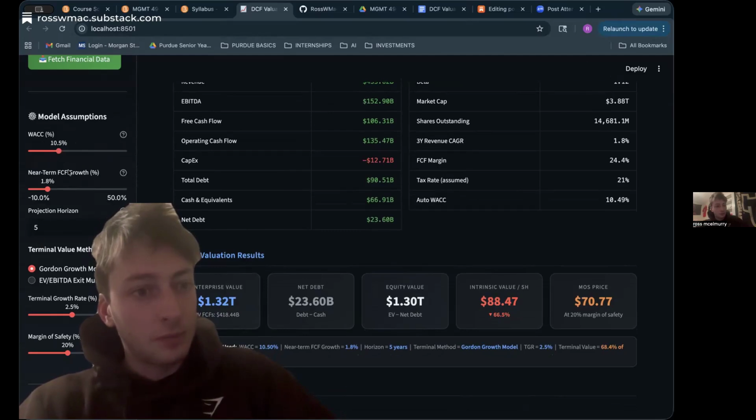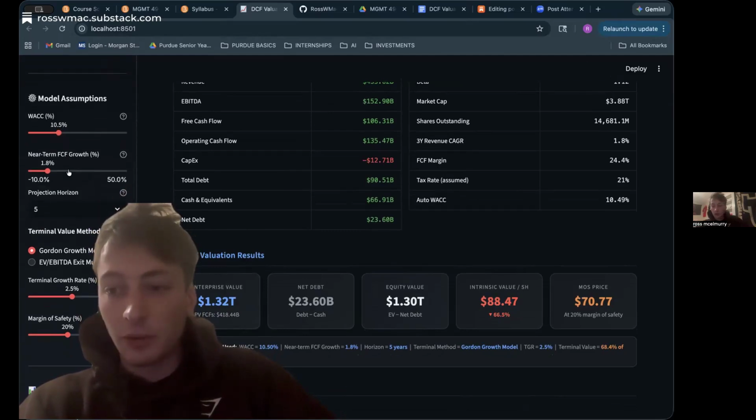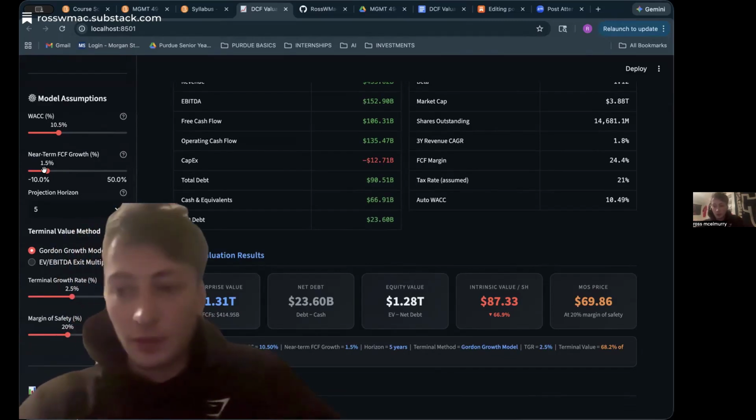On the other hand, with the long-term FCF growth, you know, lowering this from maybe we say you have it at 13%, this is going to increase things quite a bit. But if we pull it down, the FCF is going to shrink, pulling total value down with it.